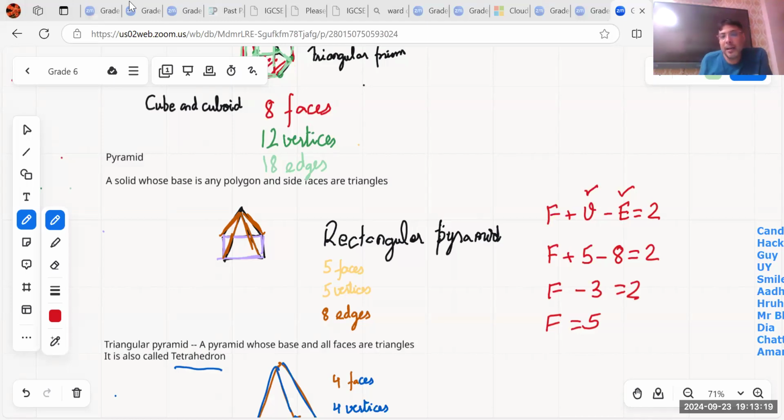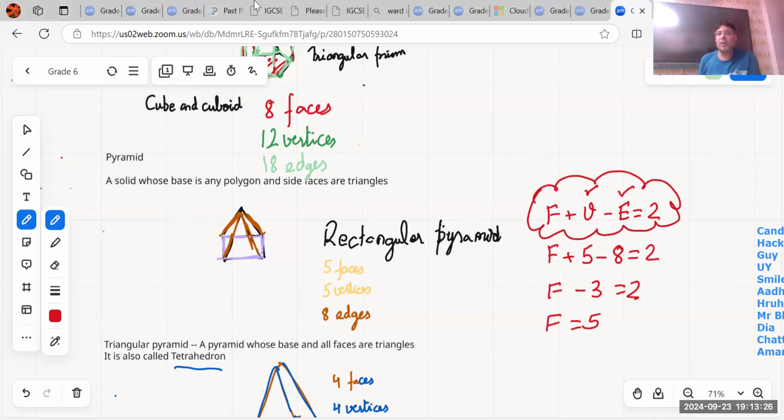So Zapman, Adhya, beta, don't turn off your camera. So please note down the formula F plus V minus E equal to 2. Noted it down? Yes, sir. Oh, sir, I'll take a screenshot.